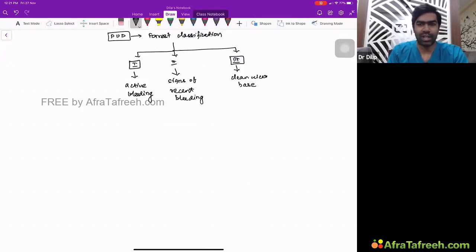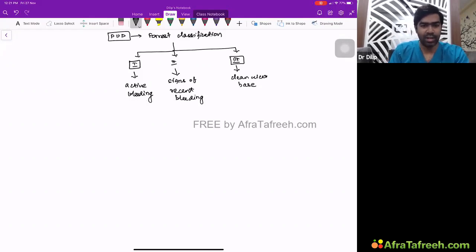So of course, class 1 has the highest risk of bleeding and rebleeding rates. So they are going to have the highest risk of rebleeding. And class 1 is again divided into 1A and 1B. If you want to know what 1A is, 1A is active spurting of bleeding, which means there is a pulsatile bleed that is spurting out, which means the ulcer has eroded some artery, and there is a spurting pulsatile bleeding from that particular artery.